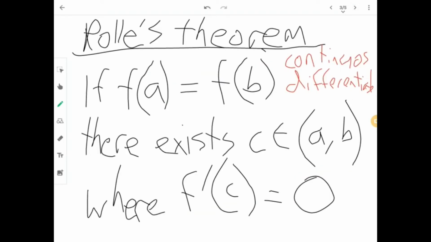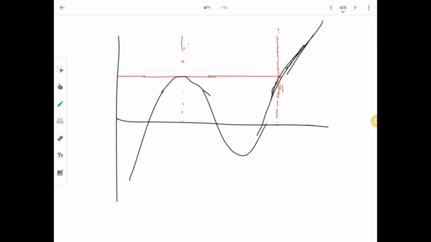Now the next thing is Rolle's theorem, where if f of a equals f of b, there exists c between a and b where f prime of c equals 0. So c is a local maximum or a local minimum or a saddle point. So it has to be continuous and differentiable. If you go over here, you can see why. You have these two points, and somewhere you have a point where the derivative is 0. Since they're equal, something must happen.